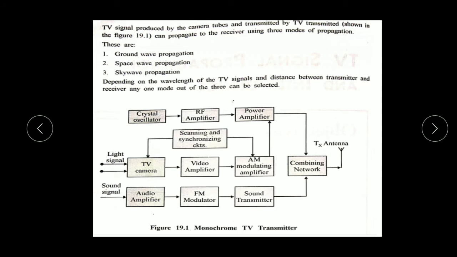In free space, radio wave propagation is of three types. First is ground wave propagation, second is space wave propagation, third is sky wave propagation. The type of propagation for a TV signal depends on the transmitting and receiving distance and the wavelength of the TV signal.